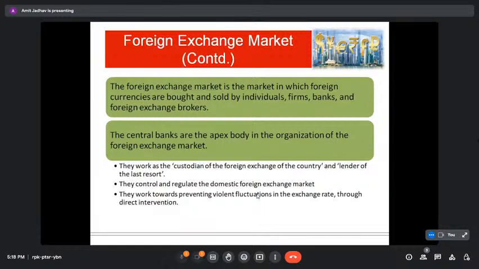So when we think about the role of the central bank in the foreign exchange market, they work as a custodian and regulate the market. They control and regulate the domestic foreign exchange demand and supply. Similarly, the central bank works towards controlling fluctuations in the foreign exchange rate through direct or indirect intervention in the foreign exchange market. This is the main role played by a country's central bank in the foreign exchange market.